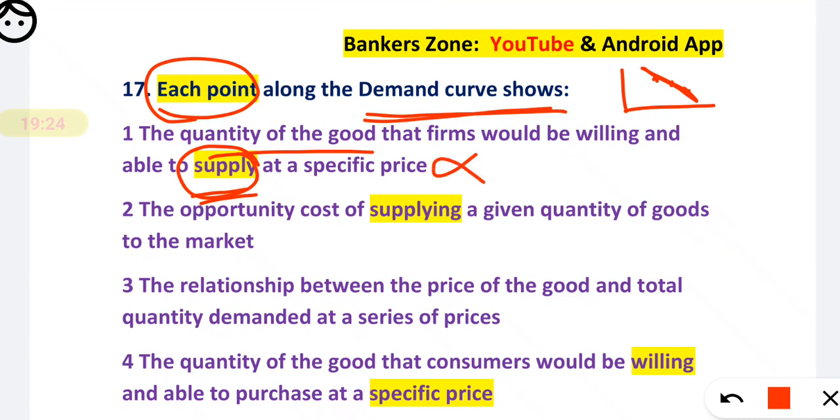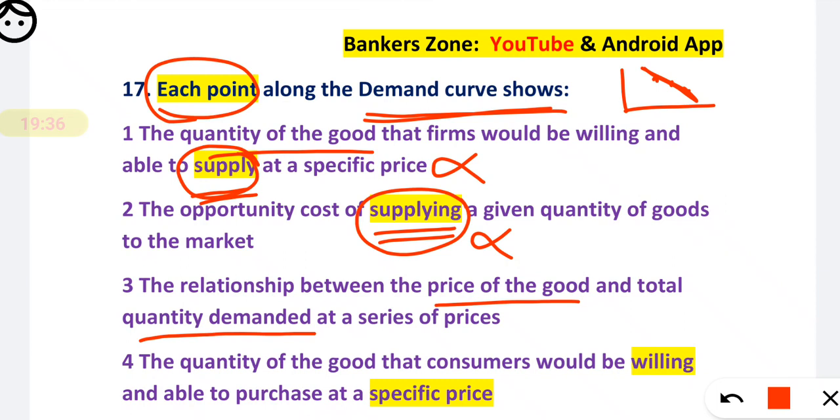Opportunity cost of supplying. Here is also the word supply. We are discussing the demand, so supply is not correct. Option number 3, the relationship between price of the goods and total quantity demanded as a series of the prices. So it is not a series of the prices. Why, friends? Because they are asking at each point, an individual point, so a series of prices will not be the possible answer.